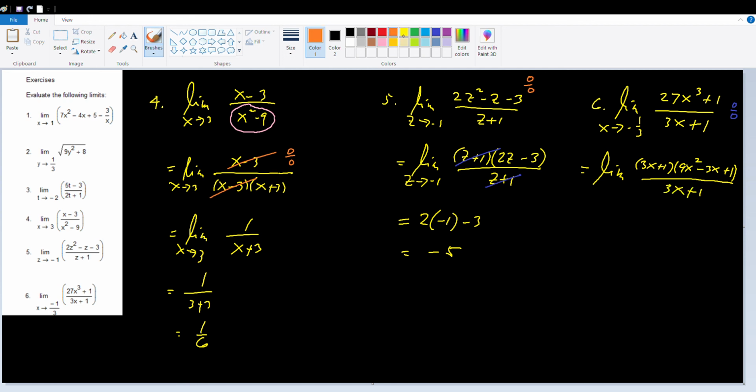Now we can cancel out 3x plus 1. X approaches negative 1/3. So now we have 9 times negative 1/3 squared minus 3 times negative 1/3 plus 1. Negative 1/3 squared is positive 1 over 9 times 9 is 1. Negative 3 times negative 1/3 is positive 1 plus 1. And so we have the limit equal to 3. Okay?